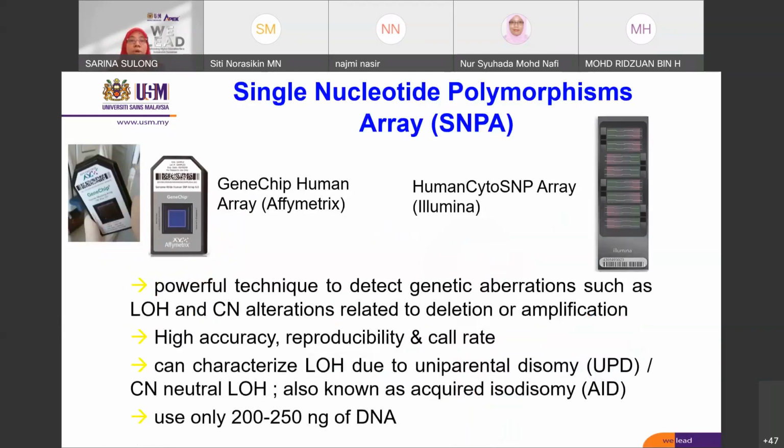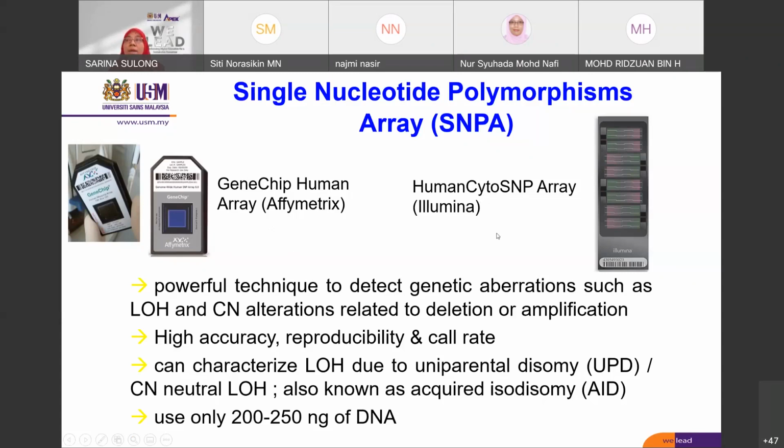Okay, so a little bit of introduction about single nucleotide polymorphisms. SNP arrays are high density oligonucleotide-based arrays that can identify both loss of heterozygosity, LOH, at individual nucleotides and copy number changes. SNP arrays have been developed to test for genetic aberrations that may predispose an individual to disease development. And there are two examples here of common SNP arrays: from Affymetrix or Thermo, we call it the GeneChip Human array, and also the Human CytoSNP array by Illumina.